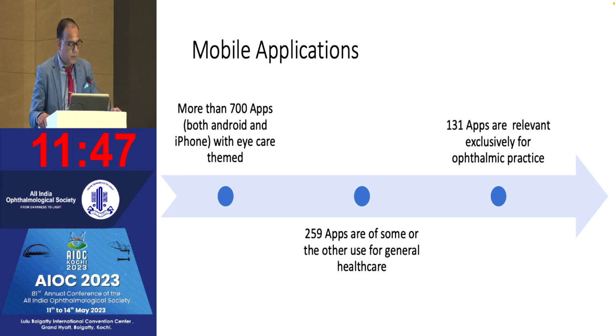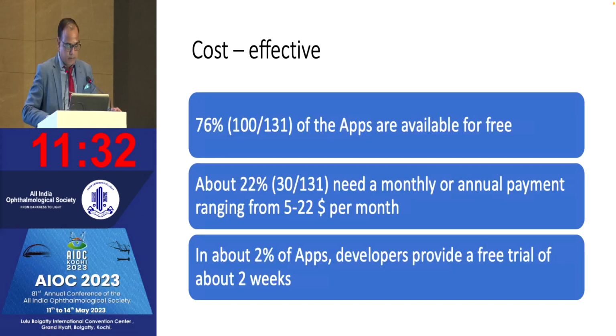These smartphone applications are capable of improving disease outcomes. Right now there are more than 700 eye care themed applications, of which 259 are of some use for general healthcare, and 131 are relevant exclusively for ophthalmic practice. Regarding cost, 76% of the applications are available for free, and about 22% need a monthly or annual payment. In about 2% of the applications, the developers have provided a free trial of about 2 weeks.